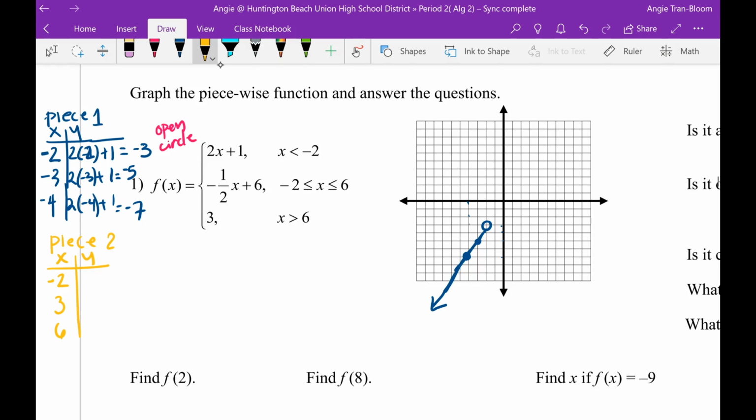Here we go. -1/2 times -2 plus 6. Okay. Give me, please, the output. Jack, in your team, talk it out. Give me the output for -2, please. Thank you, sir. And let's do -1/2 times 3 plus 6. Victoria, work with your team. Give me the output, please. Oh, this is 2 right here.